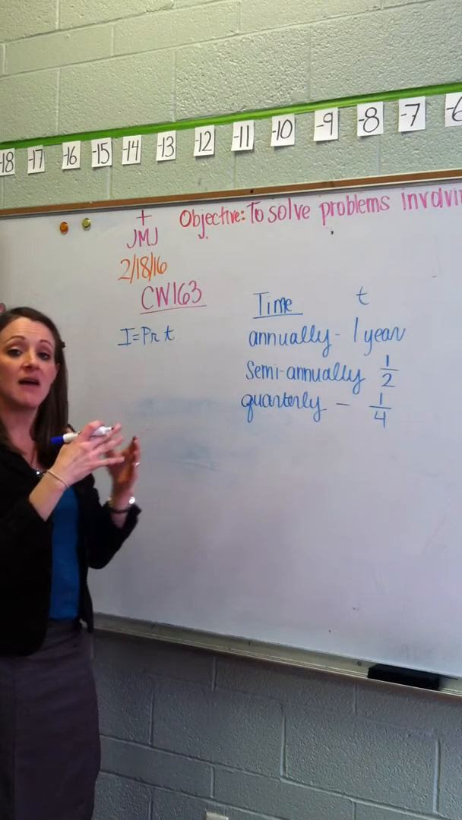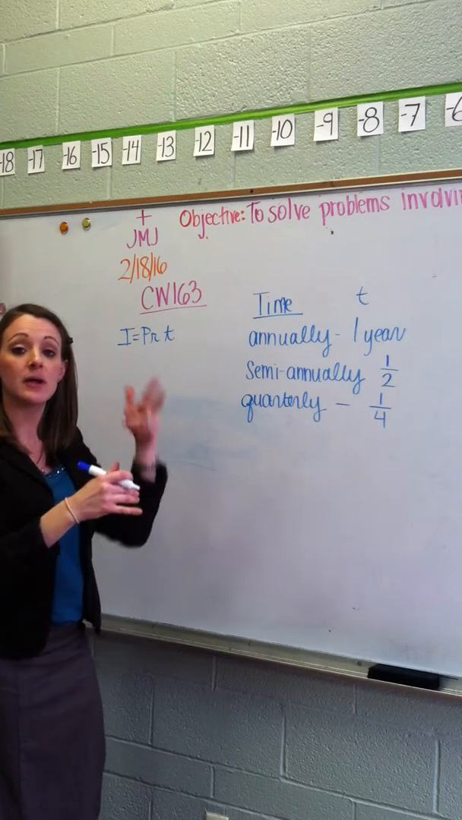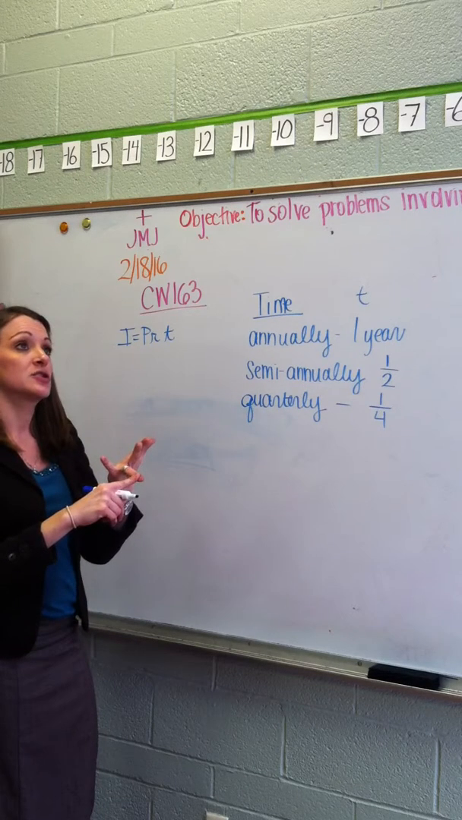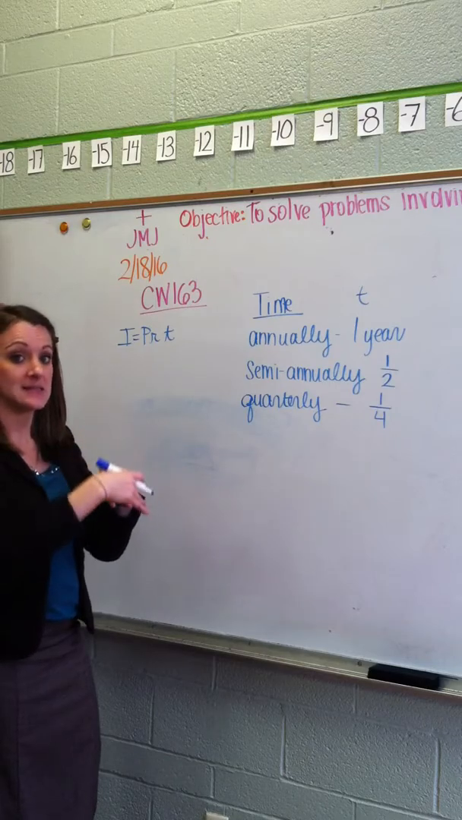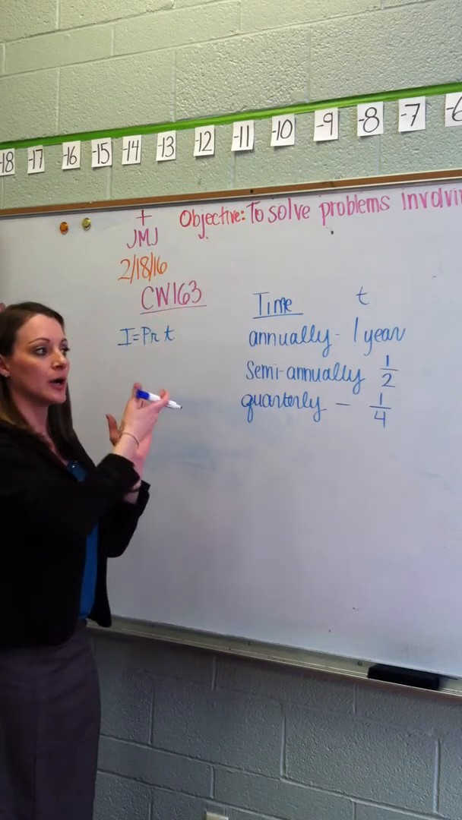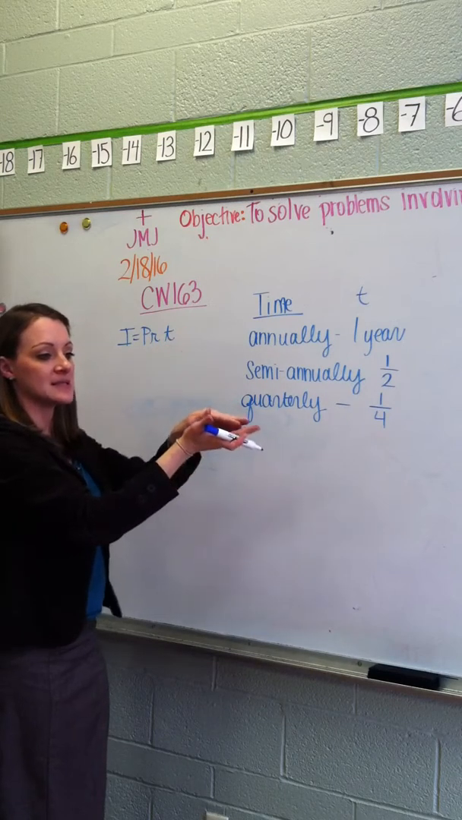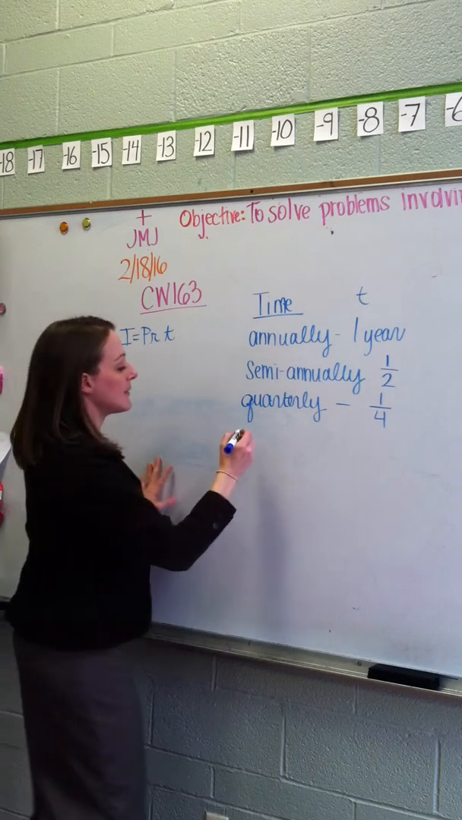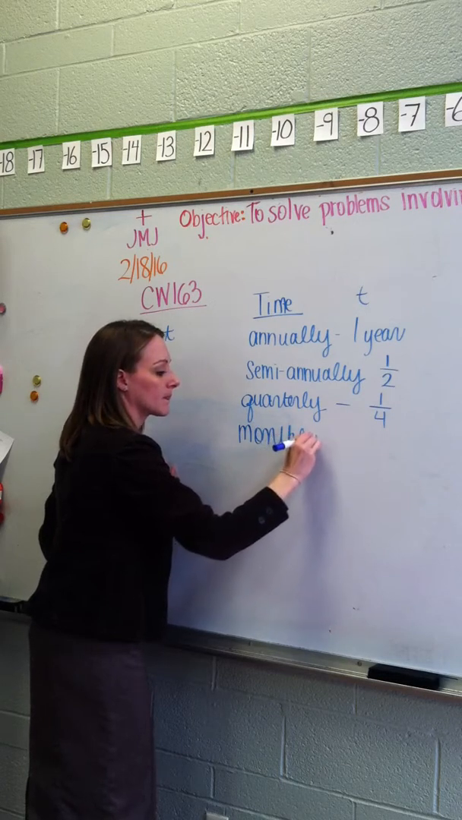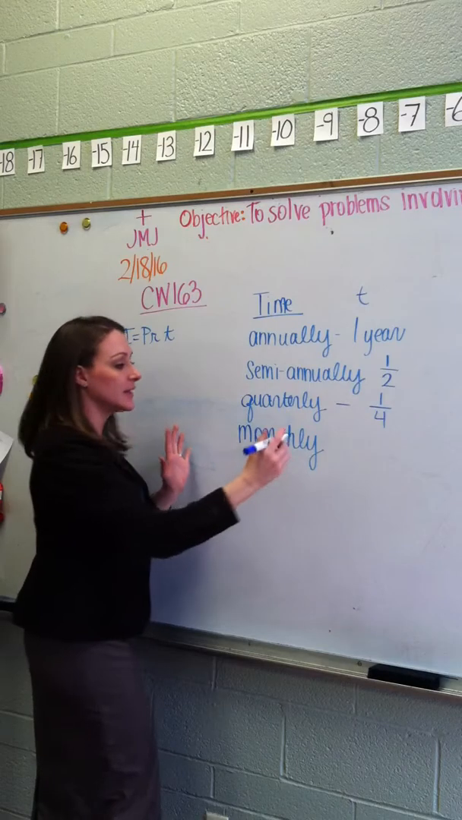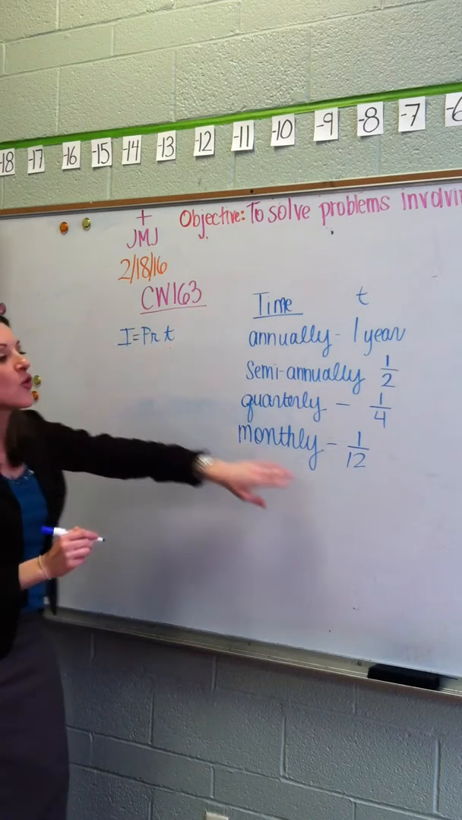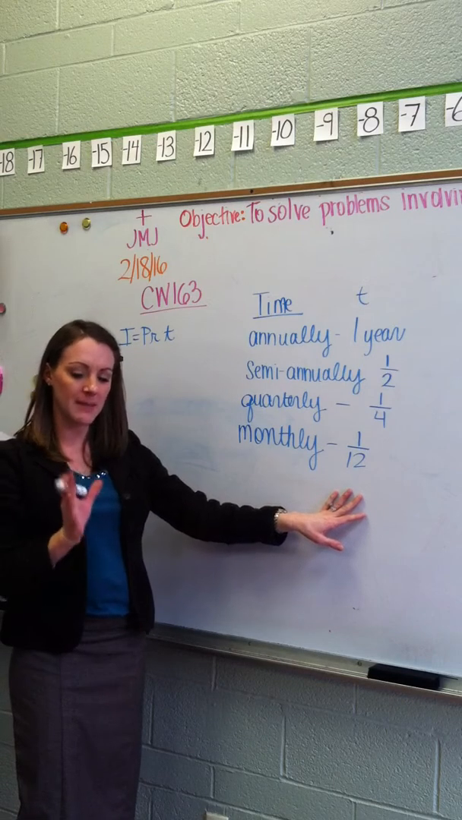That would mean at the end of every 3 months. So January, February, and March, April, May, June, July, August, September, and then December. So 4 times a year, you're going to roll your invested amount plus its interest over. And then if you had monthly, so there's 12 months in a year, your time, your T in your equation would be 12. I hope that makes sense.